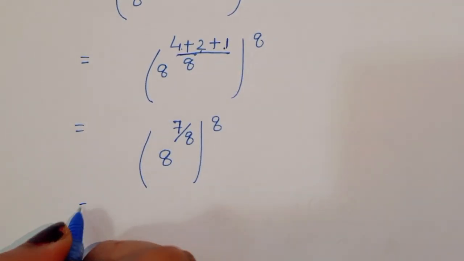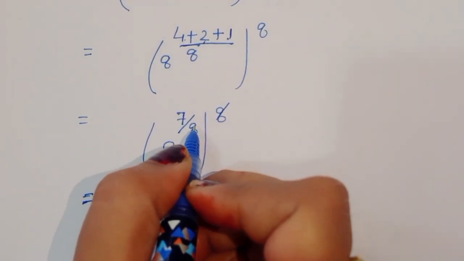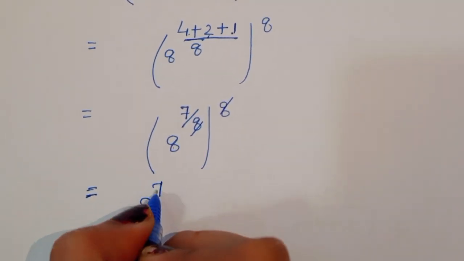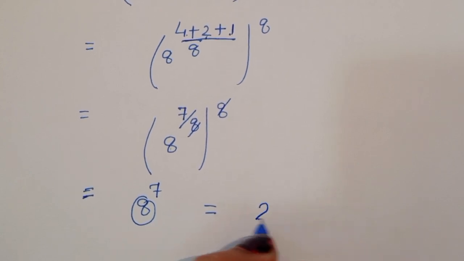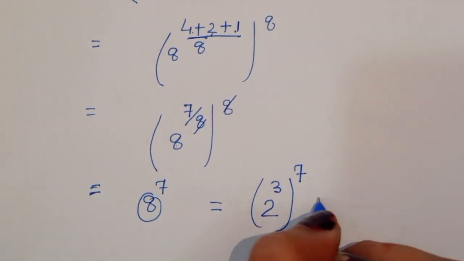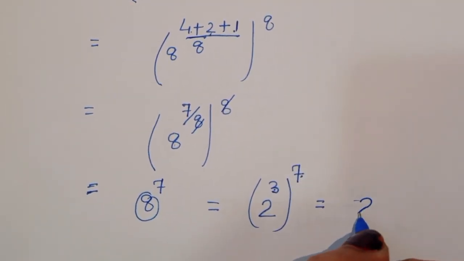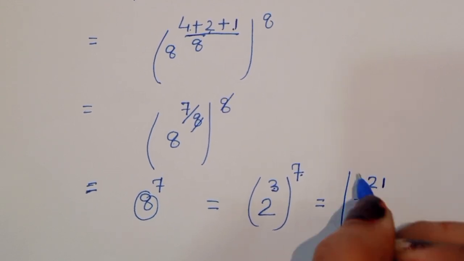Now we can do one thing: this 8 will cancel with the 8 in the power. So we get 8 power 7. Now we can write 8 as 2 power 3, so 2 power 3, all to the power 7. 7 threes are 21, so we can write 2 power 21, and this is the solution.